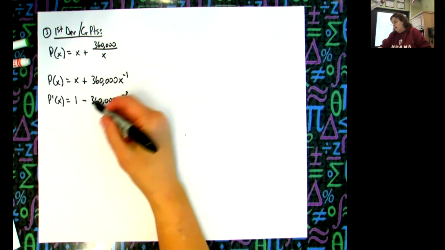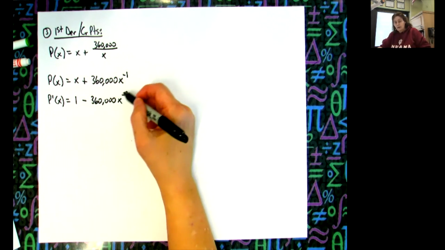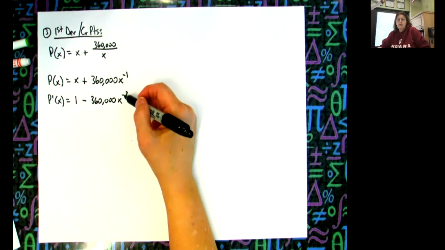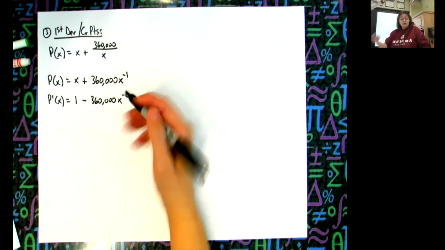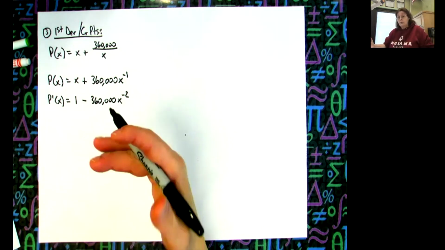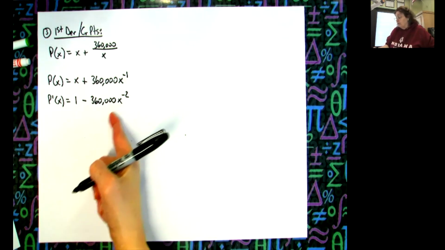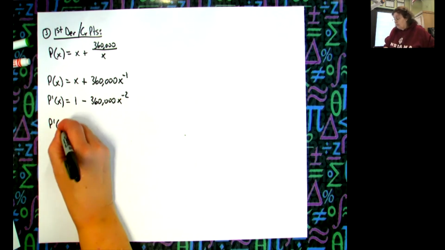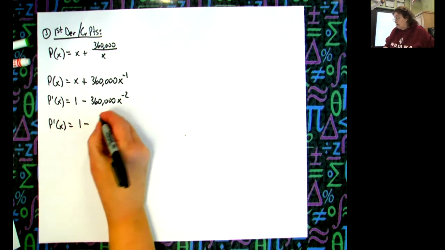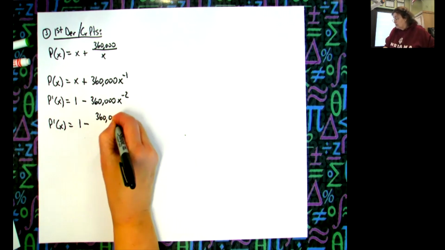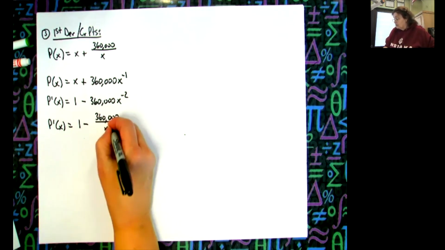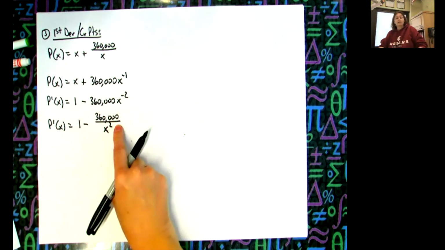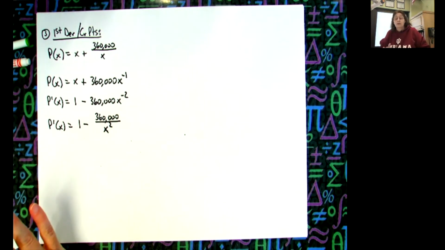But I don't want to try to solve something with a variable with negative exponents. That's going to make solving for x a little bit more difficult. So again, I'm just going to try to do something that's going to make my life a little bit easier. I'm going to move this back down to the denominator. So my derivative is going to look like 1 minus 360,000 all over x squared. If I've got an x to a positive 2, that's going to be a whole lot easier to solve than an x to a negative 2.